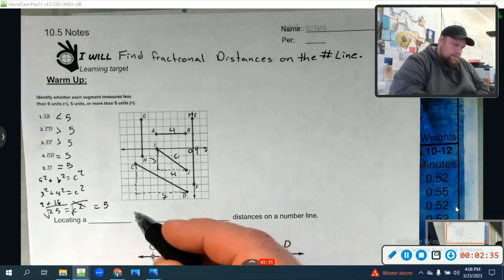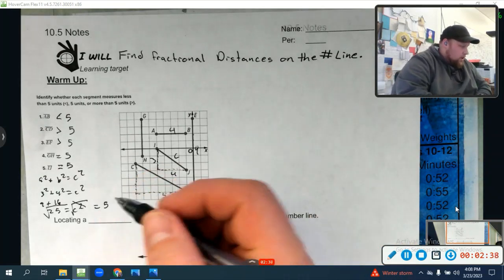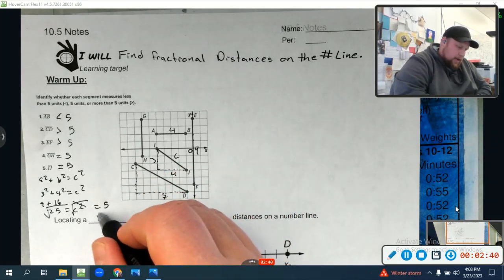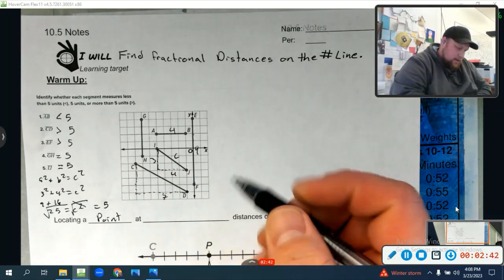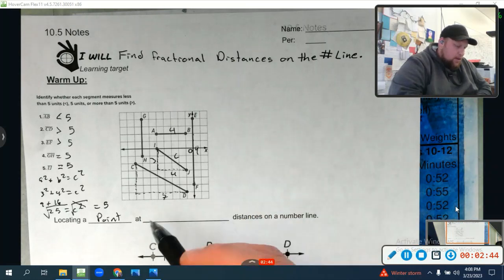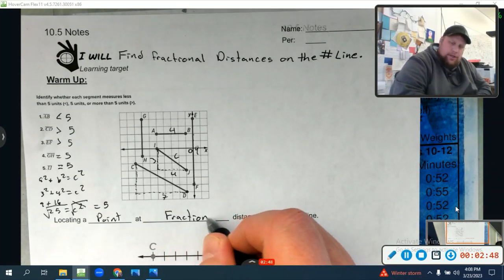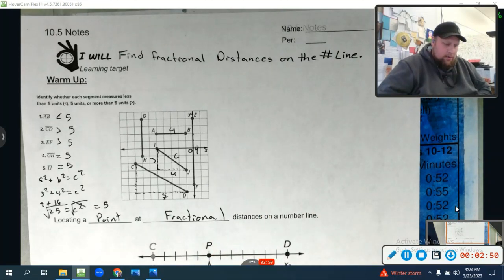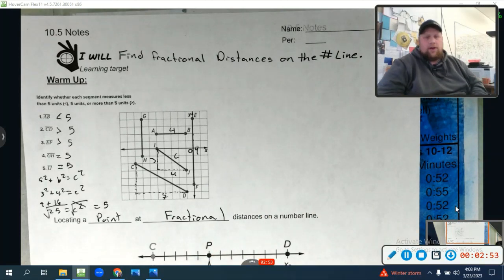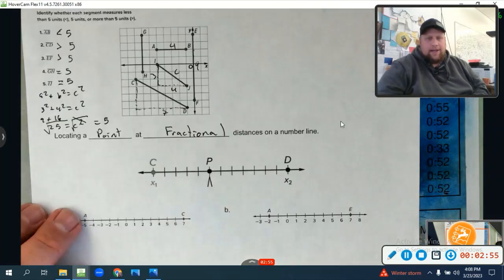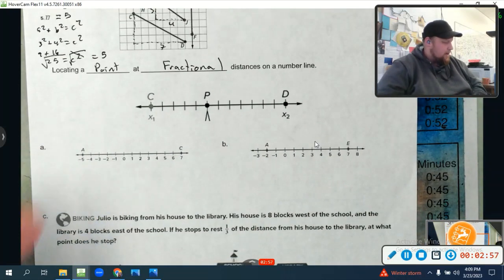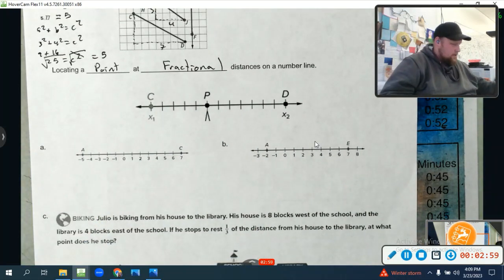Okay, well, let's keep going. We're going to talk about locating a point at fractional distances on a number line. Okay, first of all, let's not make this complicated. It's going to look complicated, then I'm going to simplify it, if that makes any sense whatsoever.